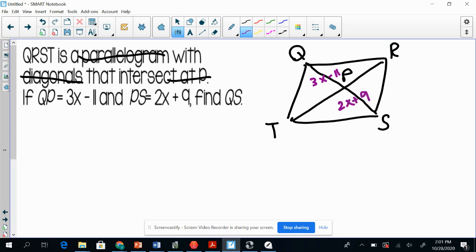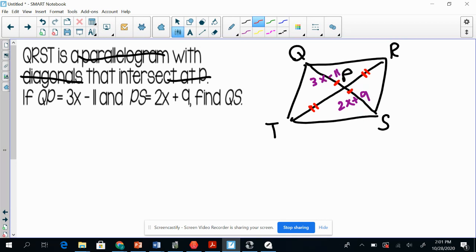Now, because this is a parallelogram, we know that the diagonals bisect each other. So this one's going to be the same as this one, and this one will be the same as this one. When we get more specific, you'll know that some of the shapes have congruent diagonals, but just parallelogram is not enough information to know that all 4 of these segments are the same. But we do know this one is the same as this one.